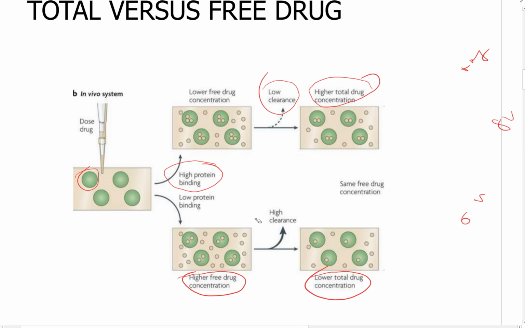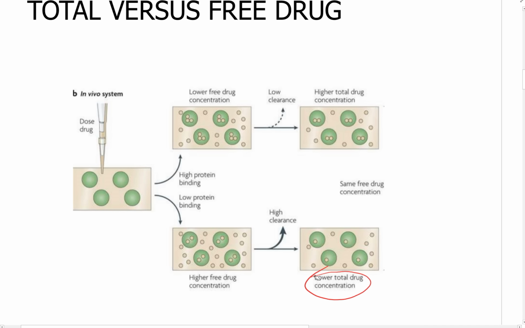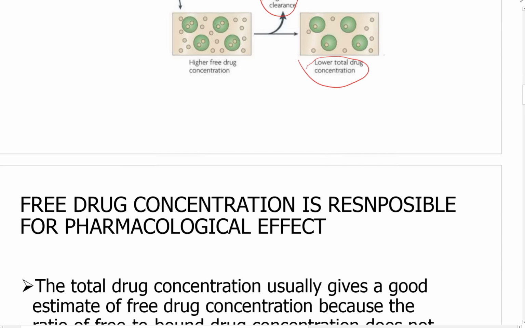Again, you just read this slide and try to comprehend what is happening. As always, clearance is related to free drug. That means high free drug, high clearance, and lower total drug, because of the clearance, drug concentration decreases. So total drug concentration is going to reduce here. Because of the low clearance, total drug concentration is going to increase. But this low clearance and high clearance in this case will balance out the free drug concentration. Okay.